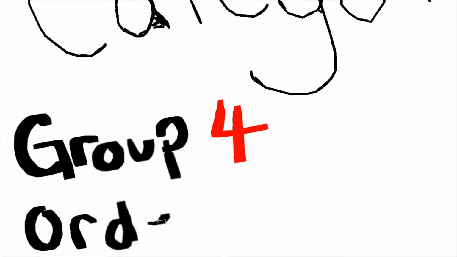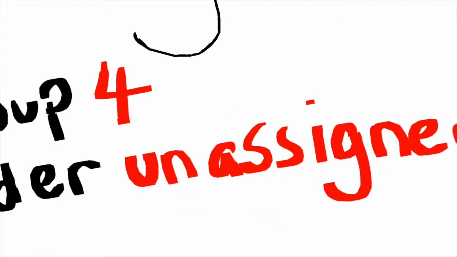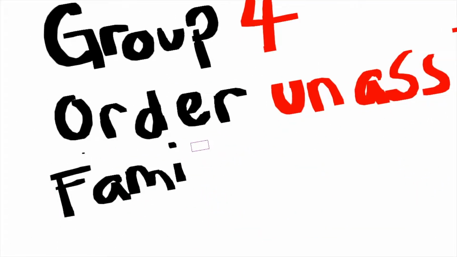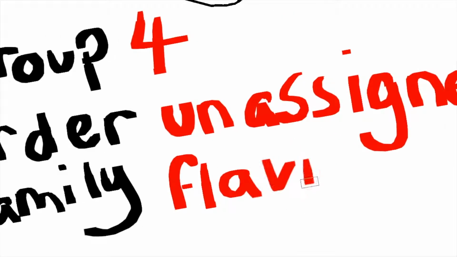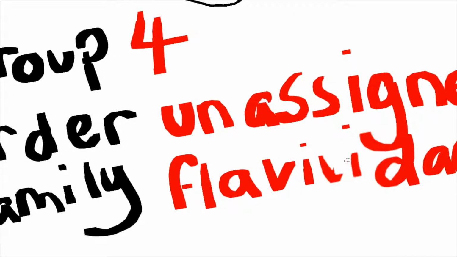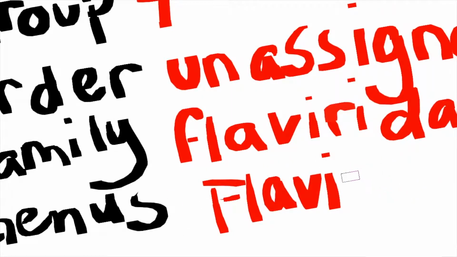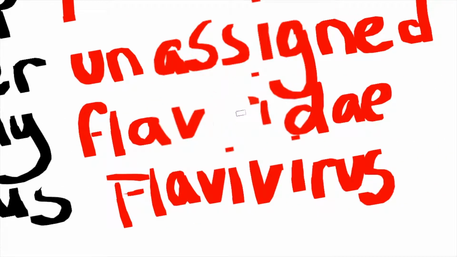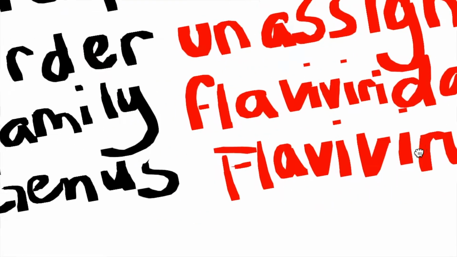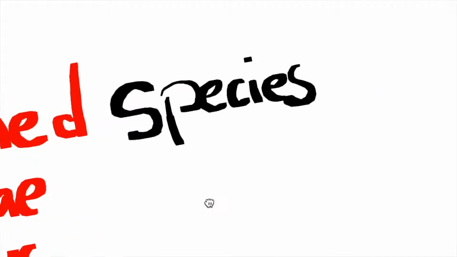The virus in question today is West Nile virus. According to virus classification, where viruses are classified based on phenotypic characteristics such as morphology, nucleic acid type, the mode of replication, host organisms, and the type of disease they cause, West Nile virus would be assigned to group 4, and it has an unassigned order and is part of the Flaviviridae family, Flavivirus genus, and West Nile virus species.